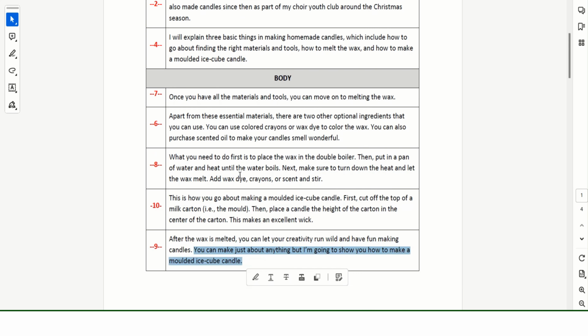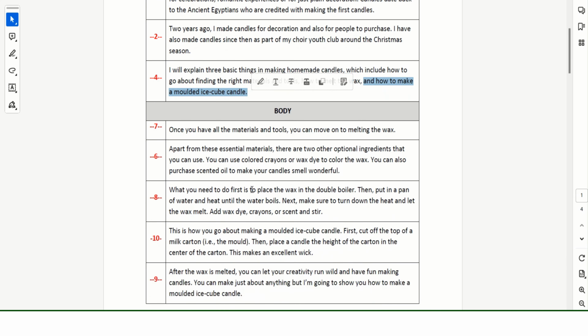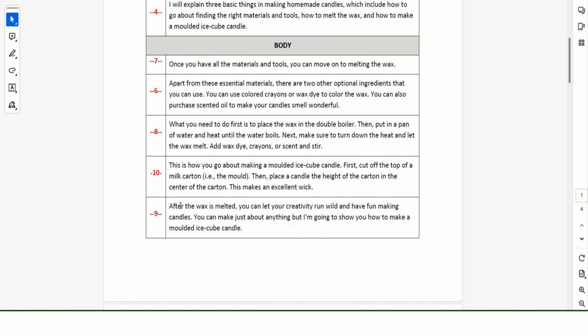Remember that in the first paragraph, which is the introduction, it talks about the last part of the process, which is how to make a molded ice cube candle. So this is going to be the last part. Okay. All right. So after the wax is melted, this is the process that will come after the wax is melted. Then you are going to start by making a molded ice cube candle. So this is the reason why this is number 9.